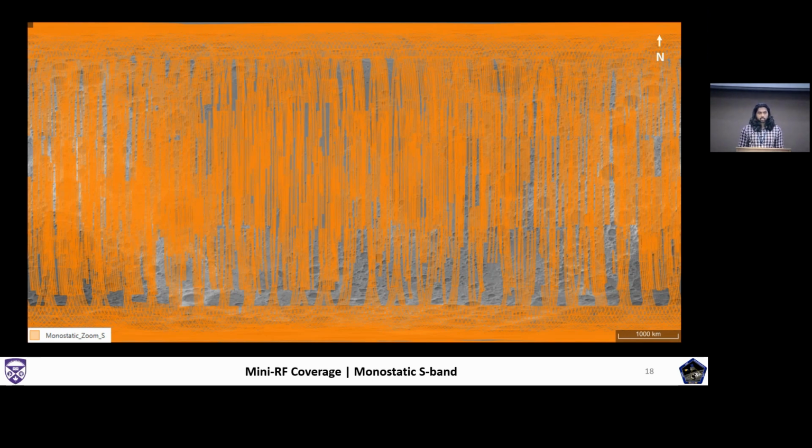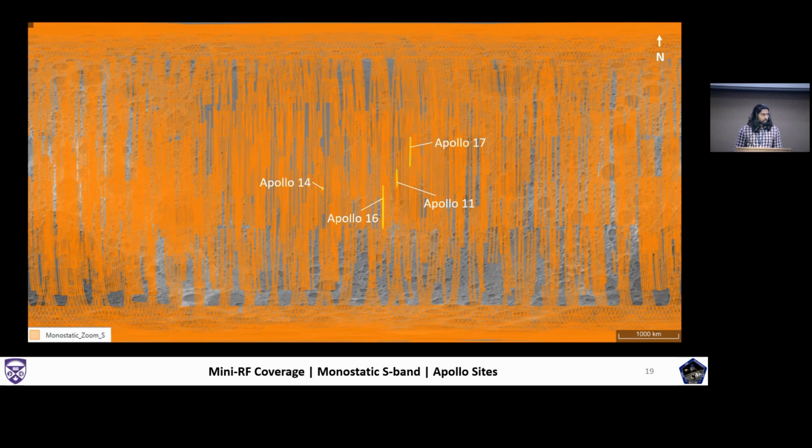of which there is about 67% coverage in the equatorial regions, which includes 4 of the 6 Apollo missions that made it to the surface. Of the 4, I chose to start the analysis with Apollo 17. And that's what we're going to look at for the results.